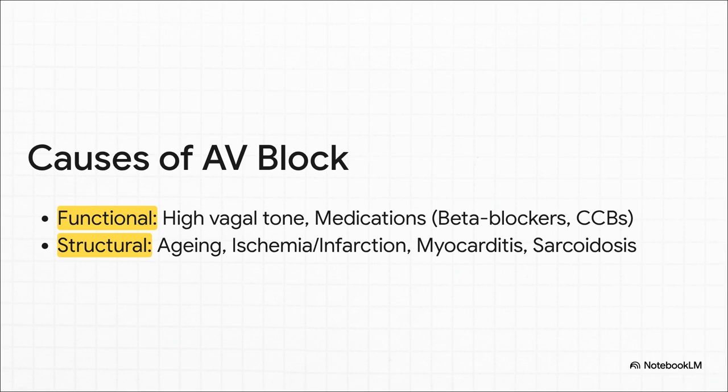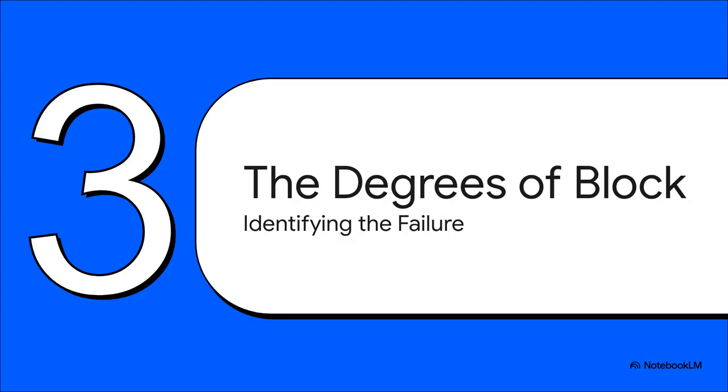Or it can be a structural problem, meaning there's actual damage to the wiring. This could be from simple aging and fibrosis, a heart attack, inflammation from something like myocarditis, or even an infiltrative disease like sarcoidosis. So we classify these failures into different degrees, and this isn't just for fun. It's absolutely critical. The degree of the block tells us how much risk the patient is in, and of course, what we need to do about it.